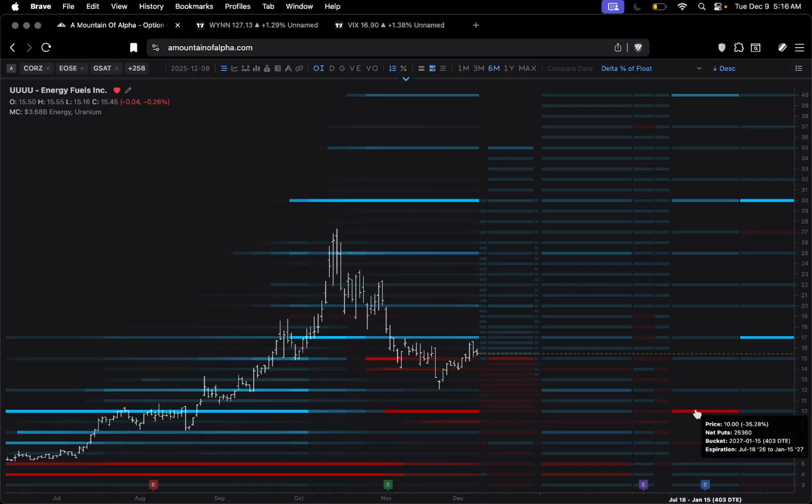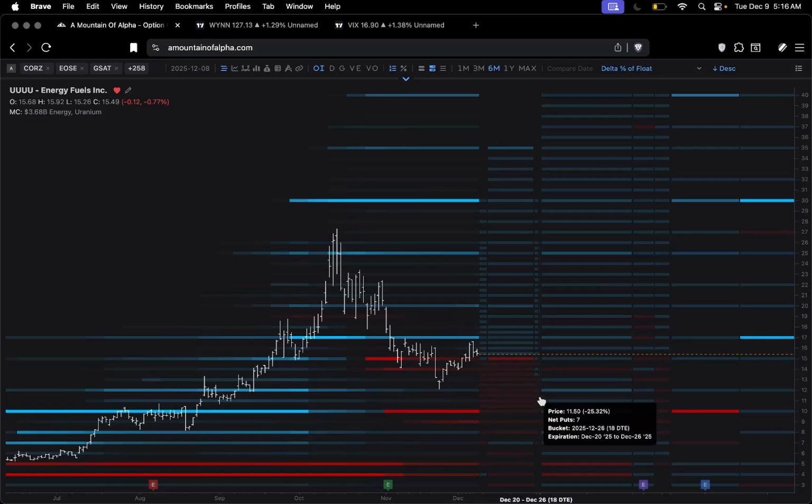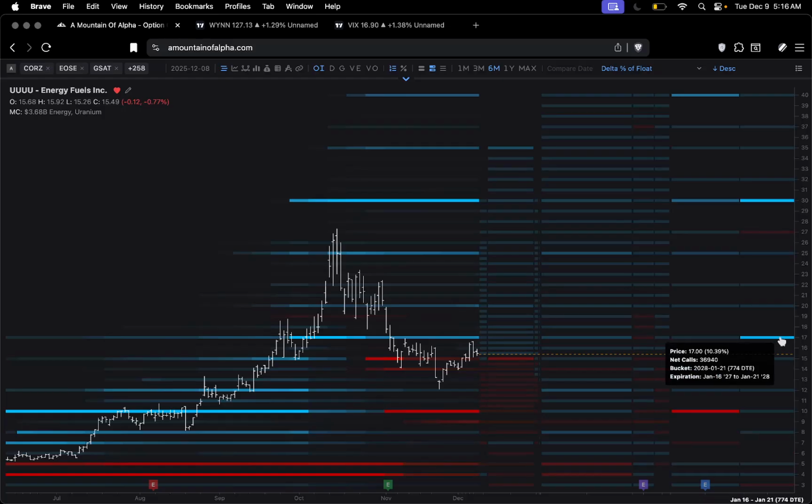Okay, so you can see that the put is at January 15th. That's fantastic. So if this long-term call is going to act as resistance and it's going to push down into this 10, look at this. This is 774 days. This is also 774 days. So what we want to do is buy below 10.